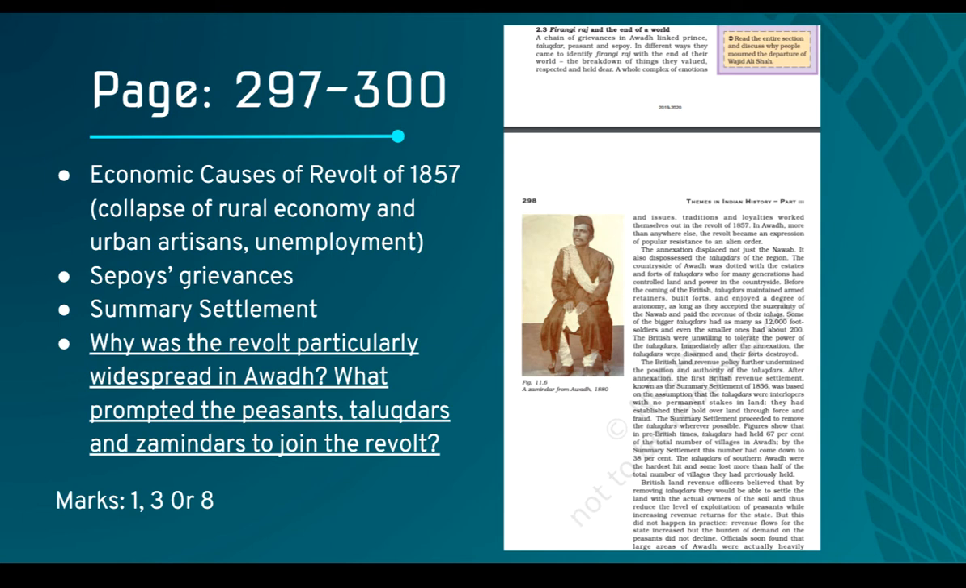There is a very important question given in the text itself. Why was a revolt particularly widespread in Awadh? So you've got all the matter in these 3 pages. So you could get questions of 1, 3, and this last question could be for 8 marks.